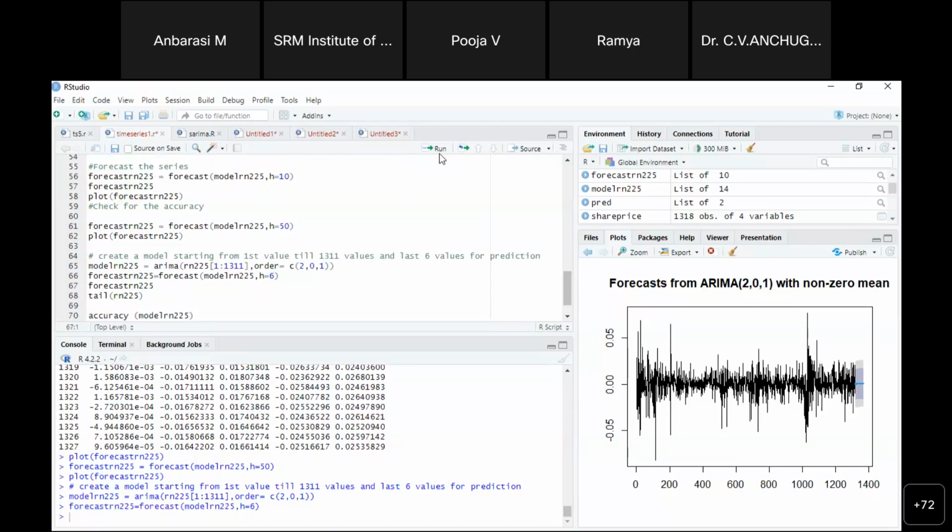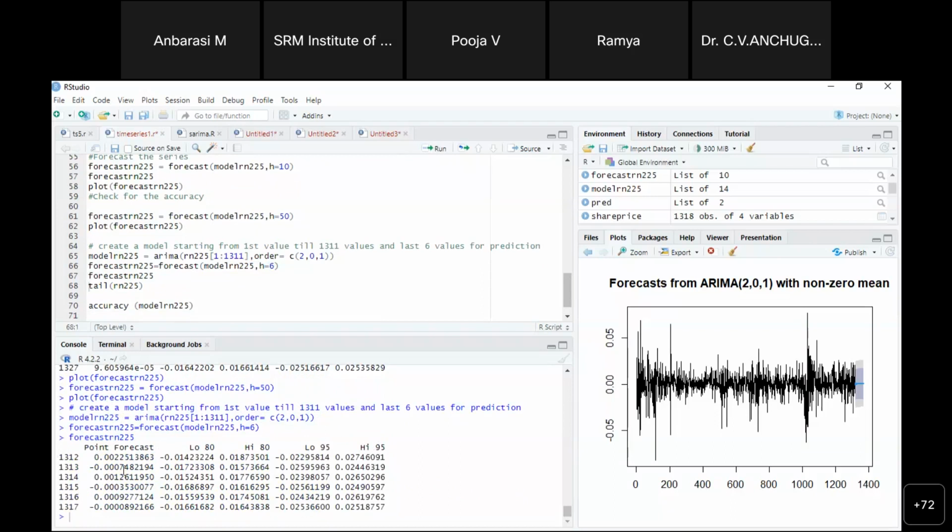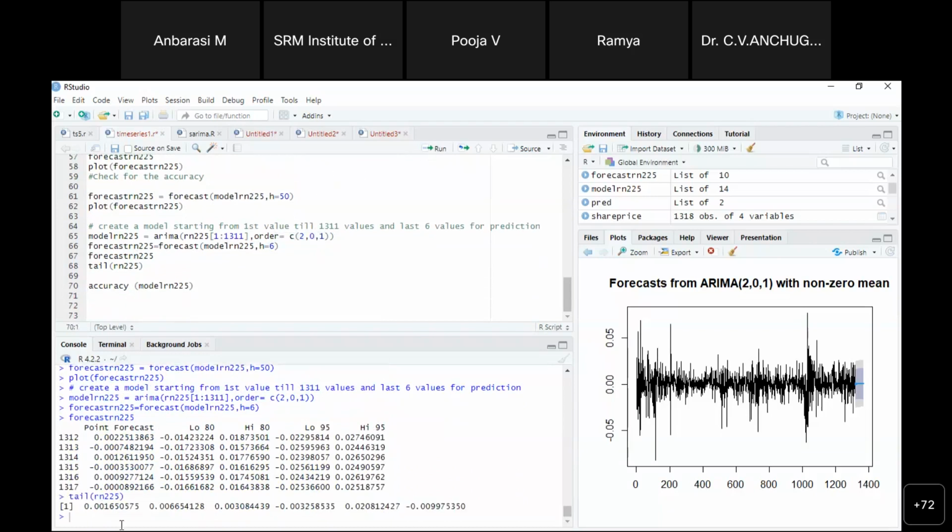Once you have done this forecast, if you want to print it, this is what is predicted. 1312 to 17, we have predicted based on this ARIMA model. But already in the data set you might have some values, right? This is the original, actual value that we had in the data set. Here the forecasted value is positive, and here also positive, so no problem. But here you are getting a negative, and here a positive. And then here also positive, for 1314.